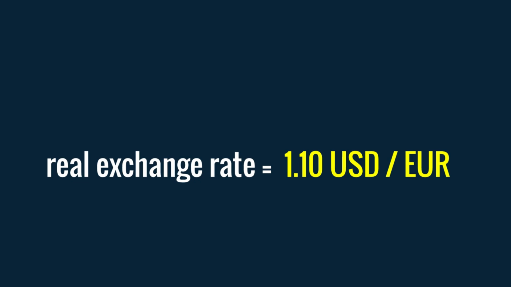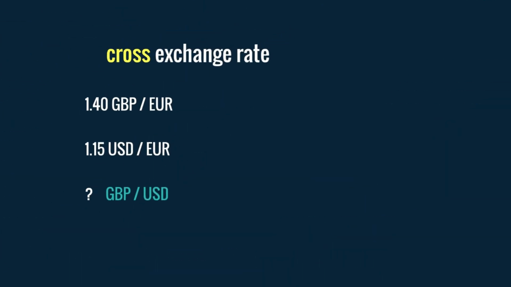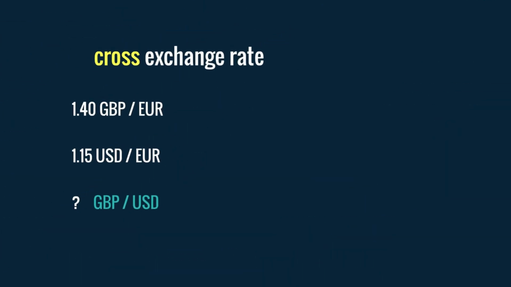Alright, last but not least, let's look at cross-exchange rates. Cross-exchange rates allow us to derive the exchange rate between two currencies by referencing their relationships to a third currency. Let's walk through a quick example. We know the exchange rate between the British pound, GBP, and the euro, EUR, and we also know the exchange rate between the US dollar and the euro. Now we want to derive the exchange rate between the British pound and the US dollar.